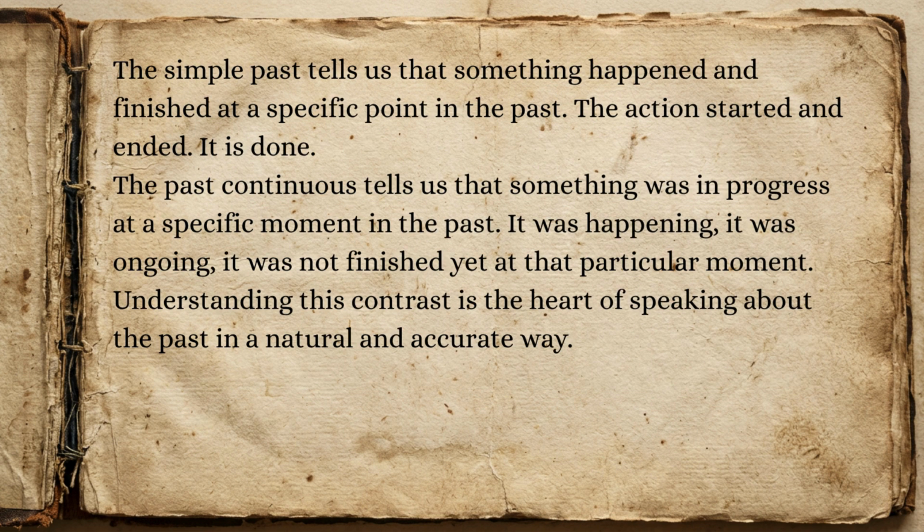The simple past tells us that something happened and finished at a specific point in the past. The action started and ended. It is done. The past continuous tells us that something was in progress at a specific moment in the past. It was happening, it was ongoing, it was not finished yet at that particular moment. Understanding this contrast is the heart of speaking about the past in a natural and accurate way.